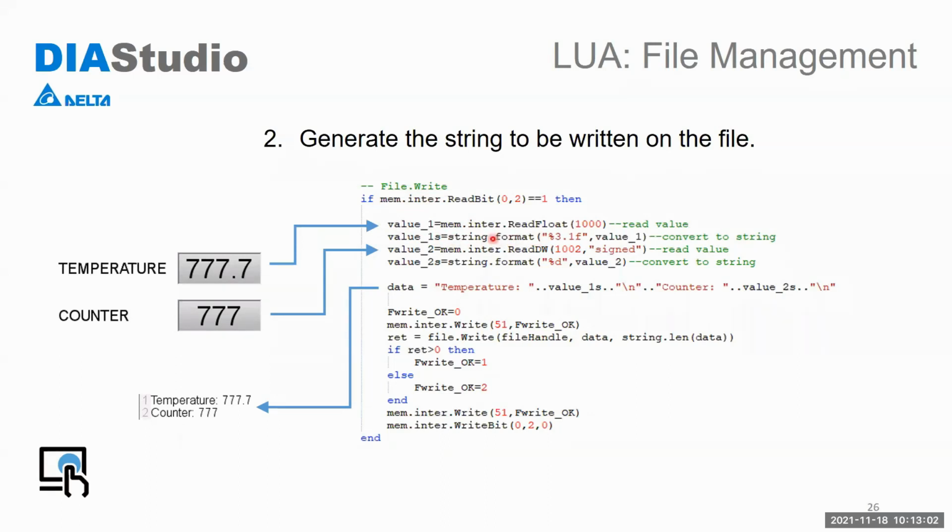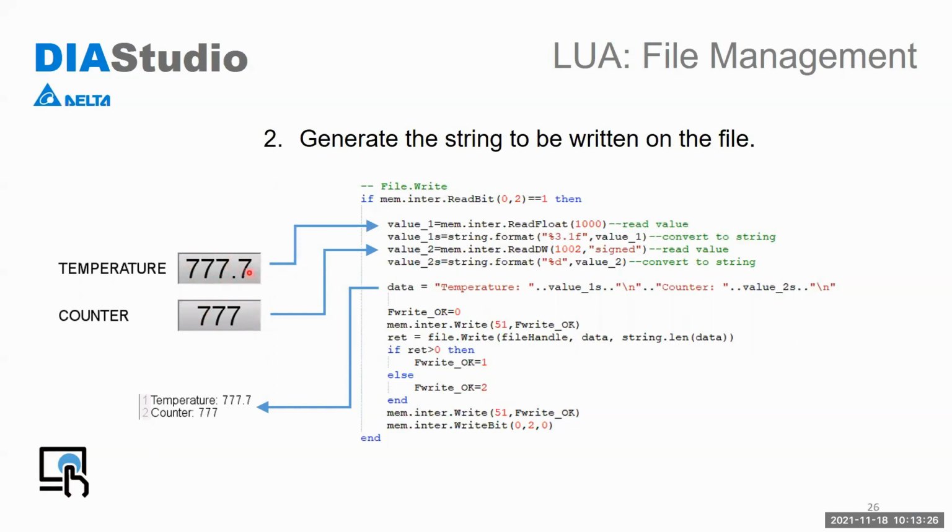Then I will read this value of the counter. In this case, it's not a float, it's a double word. So I need to use this function. And once I have the value read, I will convert it again to a string. So in value1s and value2s, I have the string with this number converted to string.